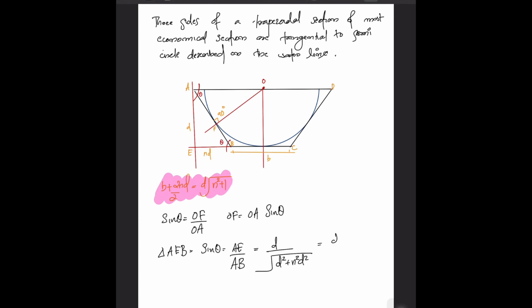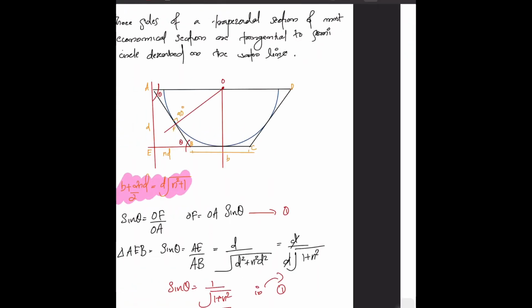Taking D outside, we can write it's D by D into the root of 1 plus N square. Cancelling D and D, we can write sin theta is equal to 1 by root of 1 plus N square. Now let's mark this as equation 1. Now substituting this result in equation 1, we get OF is equal to AO sin theta, that is equal to AO into 1 by root of 1 plus N square.